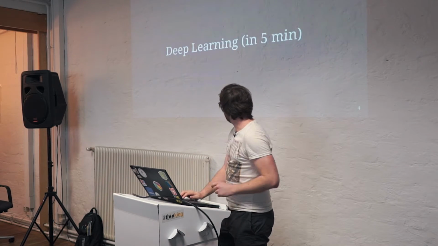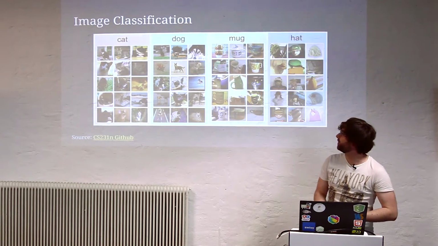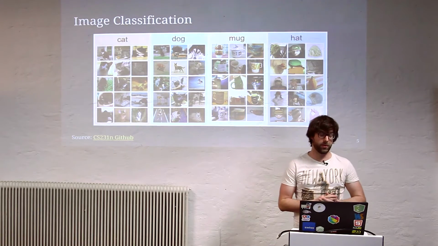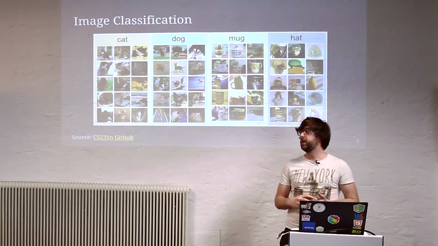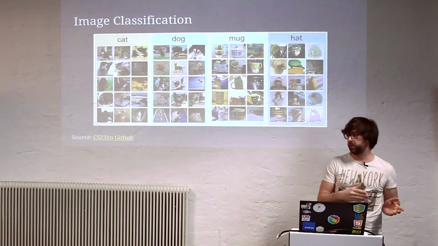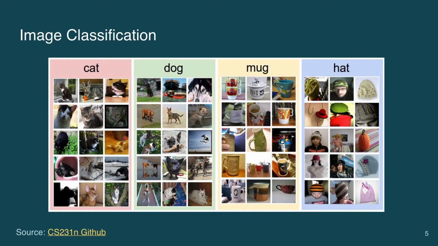So 5 minutes. Somebody takes the time, maybe. Okay. So what is actually deep learning, or what do we want to achieve? Basically, we want to do some machine learning task, which is a supervised learning task. So we want to learn something from data. In this particular case, for example, we want to do image classification. So we have some image data, and we want to predict which image class this is.